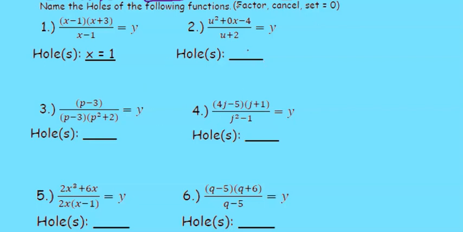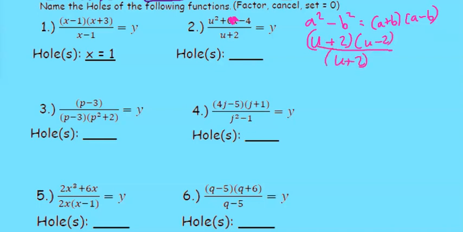Let's do number 2. So we have u squared plus 0x minus 4. So this is a difference of squares. Remember, the difference of squares is a squared minus b squared equals a plus b times a minus b. So if u squared was a squared, then a would just be u. So we have u, and then b would be 2, because 2 times 2 is 4. So u plus 2, u minus 2. And we have that all over u plus 2. What cancels? These. So you will set what you canceled equal to 0. So u would equal negative 2. And you're left with negative 2 minus 2. That'd be negative 4. So your point would be (-2, -4).